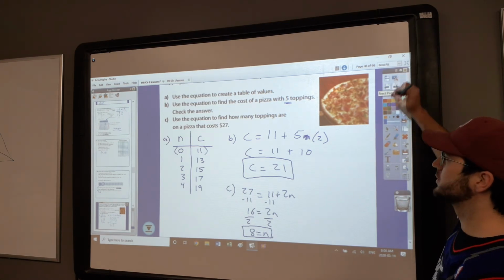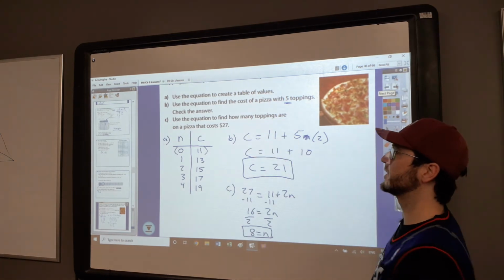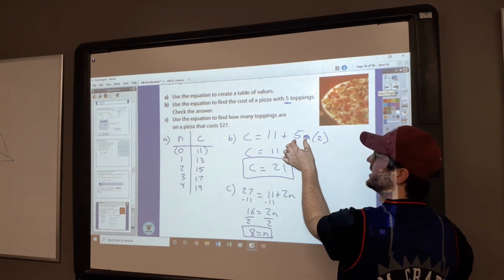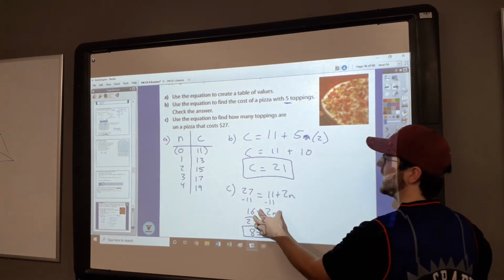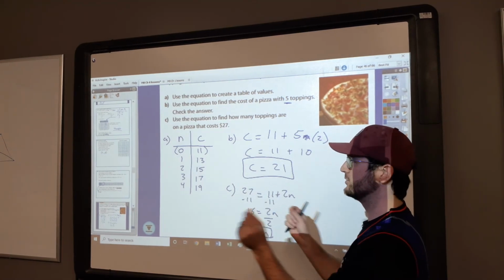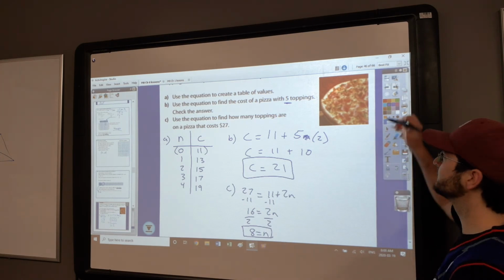So there's our answer. So the 2 types of questions you're always going to see when you're given an equation is either you're going to be given the 1 value, so we had to plug in the 5, or we had to plug in the C and work backwards. You're going to see a trend when you work through some of these questions. You're always going to be asked those 2 things. Either the cost, find the toppings, or the toppings, find the cost. Okay.